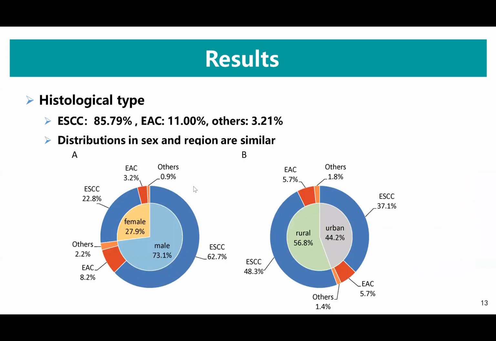This picture shows the distribution of histological type. ESCC was the most common type, accounting for about 86% of all cases, followed by EAC and others. The distribution of ESCC and EAC were similar among males and females, as well as urban and rural areas.